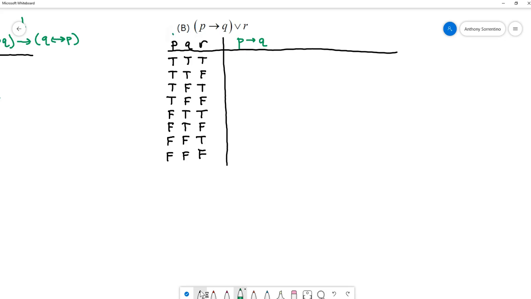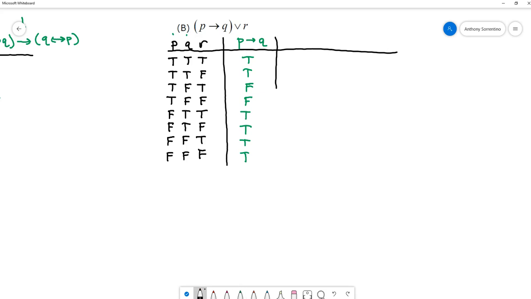So I look at these two columns here and here. P and Q are both true. That's a true statement. Same thing with this one. For the next two, P is true and Q is false, so these would be false. For the next four, since P starts off as false, these statements would be true. So I have that.